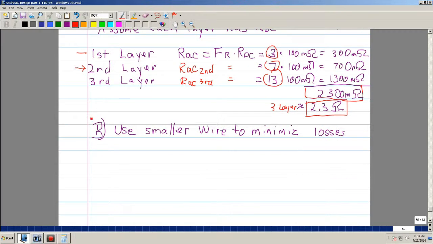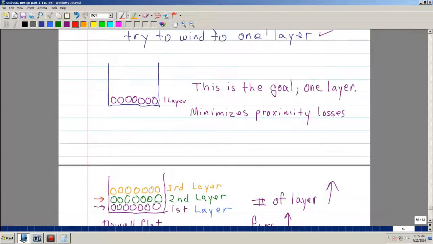So here's another guideline. What do you do to try to minimize it? We already said that you try to minimize it by using the least number of layers possible. But the other thing you can do is use a smaller wire to minimize the losses. Well, how do we determine that? Let's look at the plots.